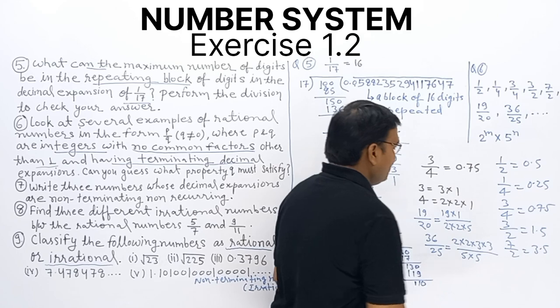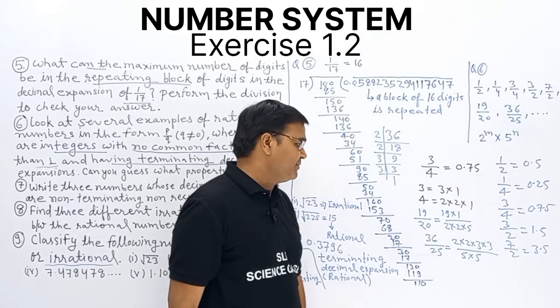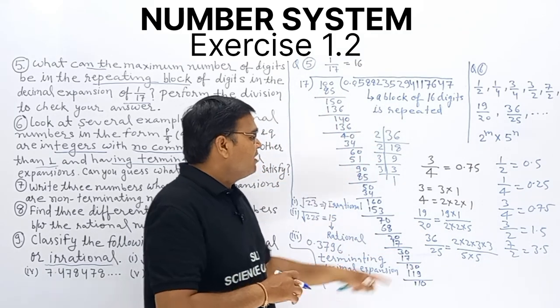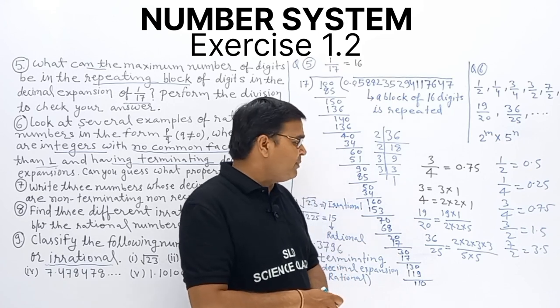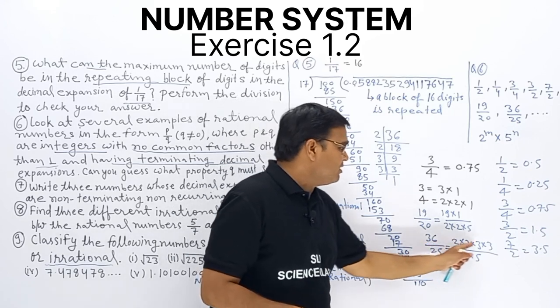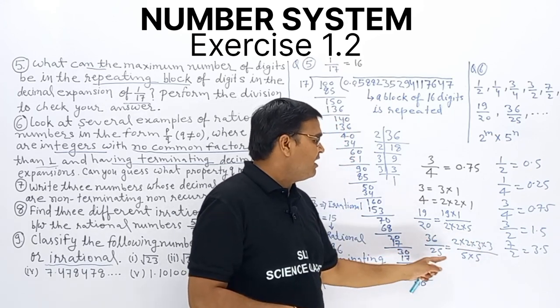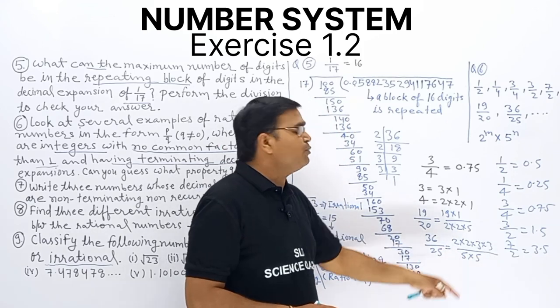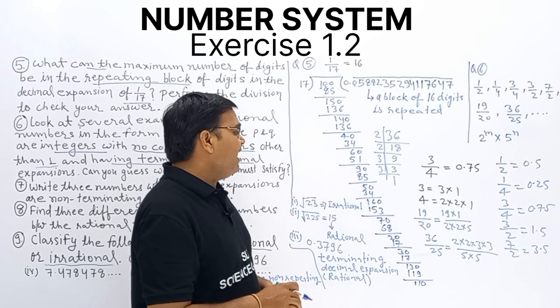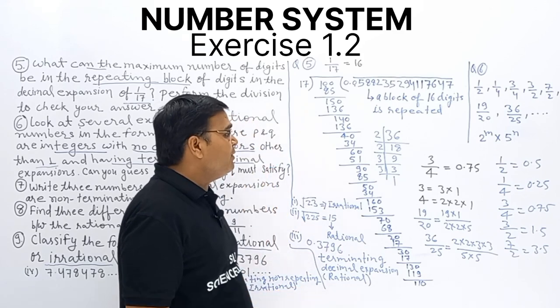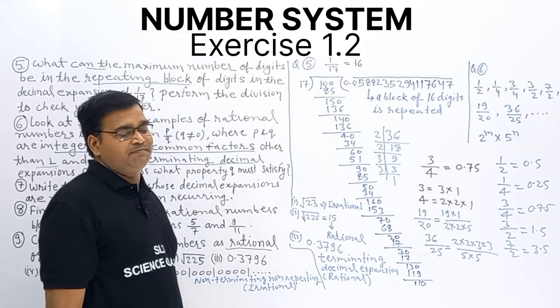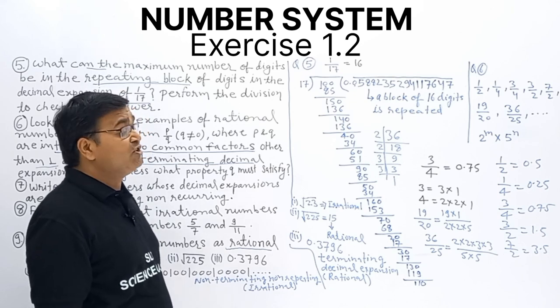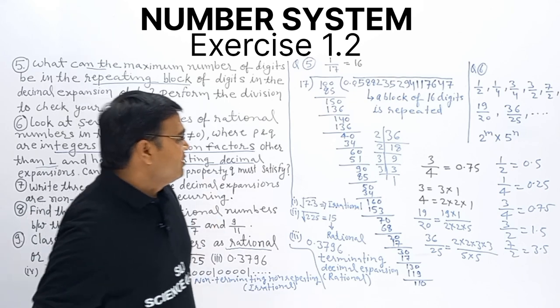5 into 5. In 36 and 25, two integers, are there any common factors? No. These are the factors of 36, and 5 into 5 are the factors of 25. And both have no common factor. And once we solve, we get terminating or not. So we want to first check terminating or not.